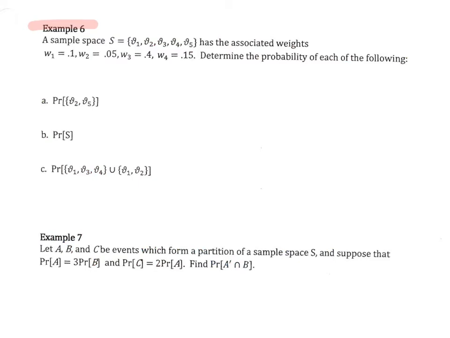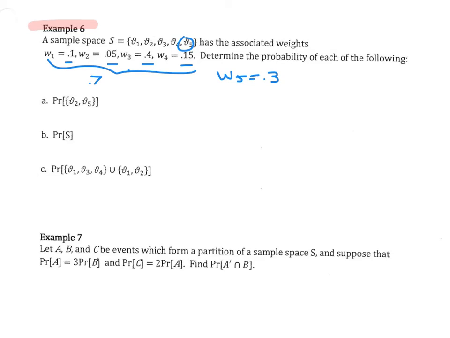It says the sample space has 5 different outcomes, and then listed with W's are the probabilities of those outcomes. And they give you W1, W2, W3, W4, but they don't give you W5. But if you just think, let's see, we have 10%, 15%, 15 plus 40, that's 55. 55 plus 15, that's going to be 70%. So if 70% of it is here, then W5 must be the additional 30%. Now we have all 5 of them. Let's see if we can answer the questions.